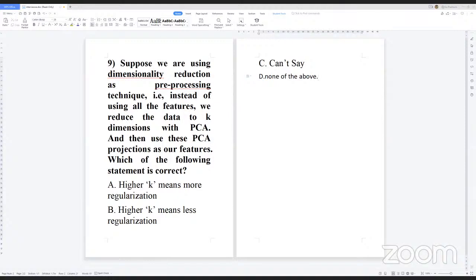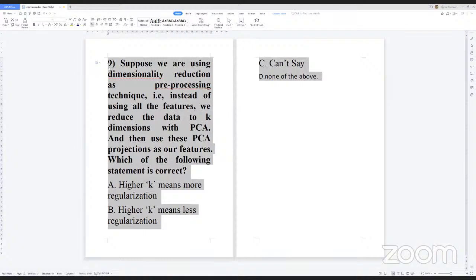Okay, the answer would be option B. Higher k means less regularization. And the explanation for this would be that higher k would lead to less smoothing, as we would be able to preserve more characteristics in the data, hence less regularization. Okay, we'll go for the next question. The answer for the ninth question would be B.